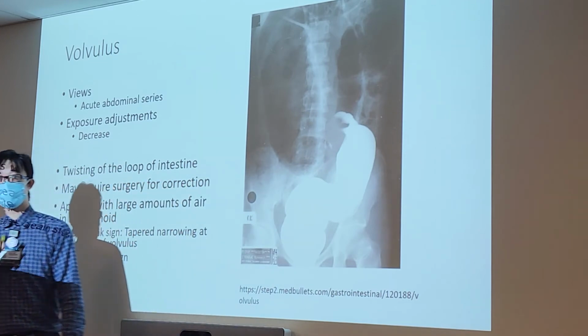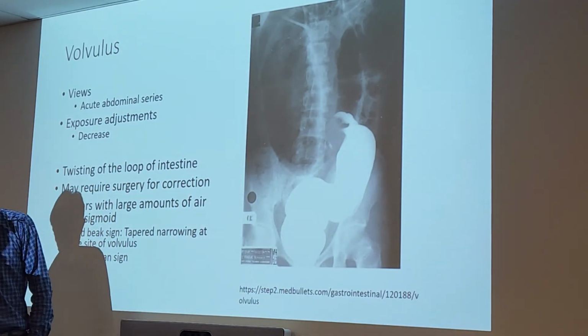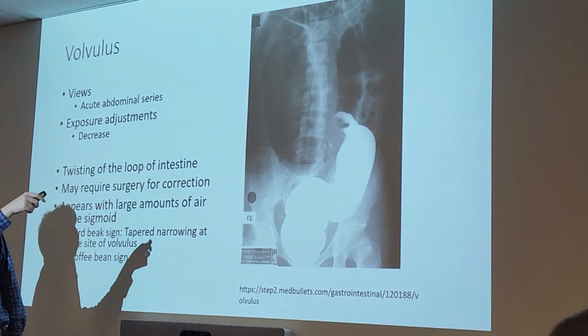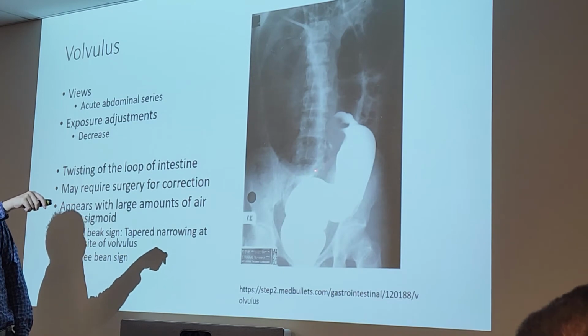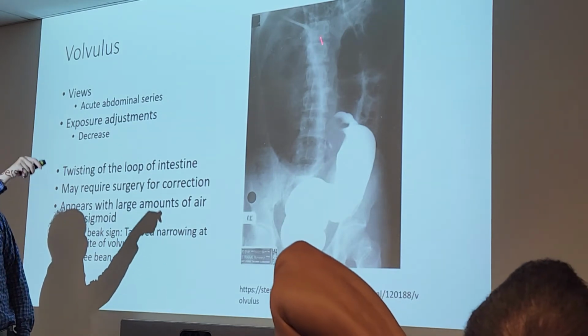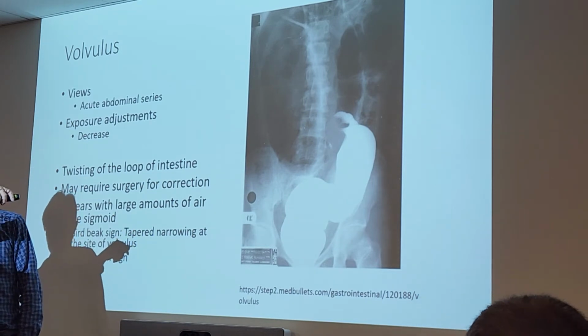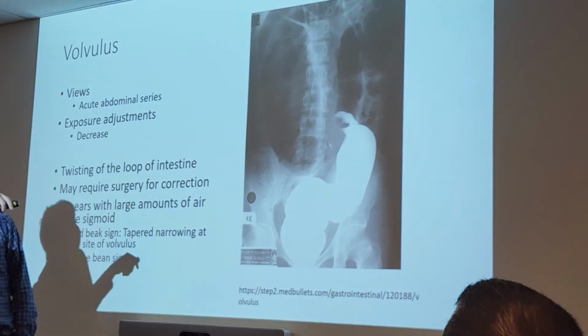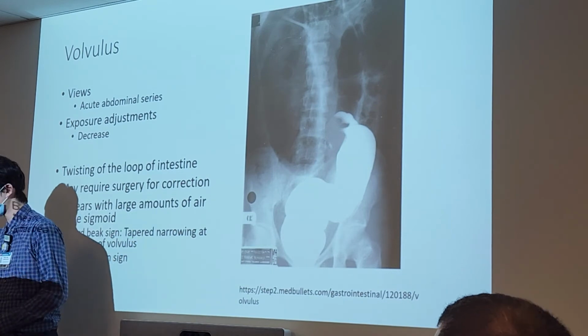The second thing you can look for is the coffee bean sign. So if you take a look at the air this time, not the contrast, but the air, do you see how the air is like right here? And you see this kind of thing here in the middle? It looks like a coffee bean. Or maybe like a walnut, because you have that nut inside.